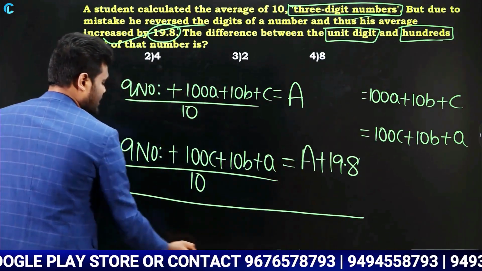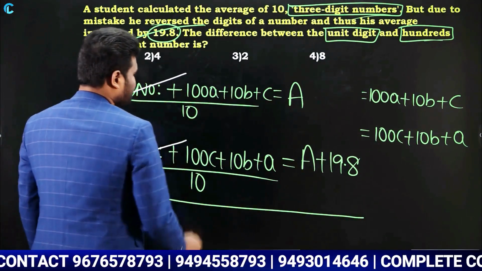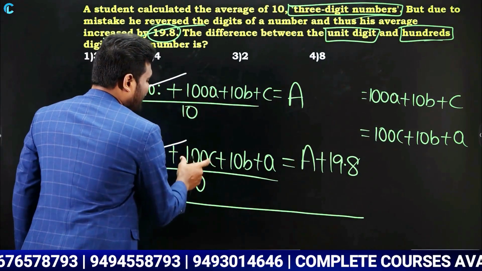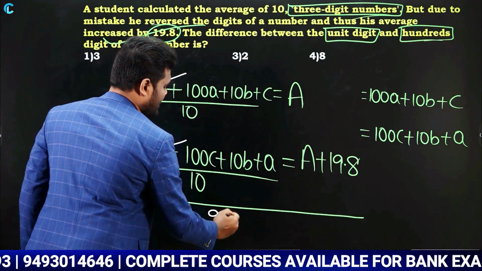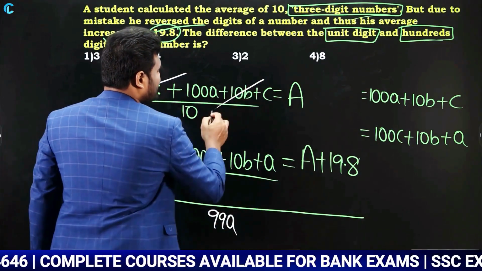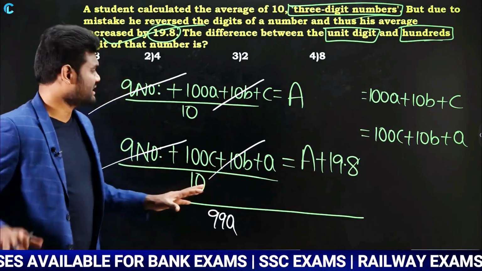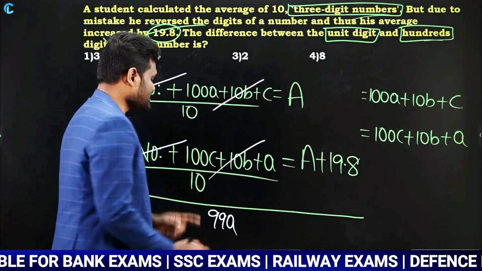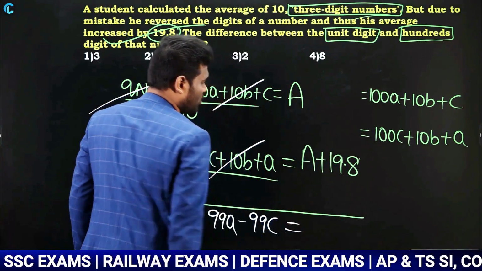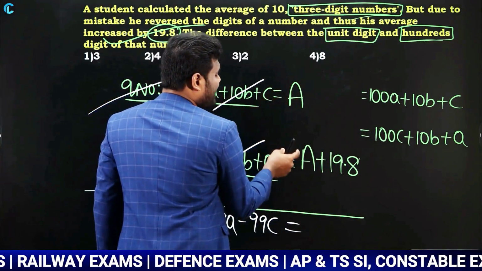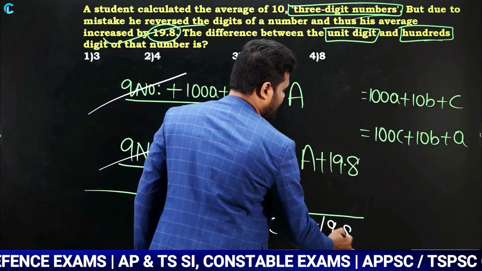So if you take the difference, what is going to happen here? The 9 numbers get cancelled. Now 100A minus A is nothing but 99A. Similarly, plus 10B minus 10B gets cancelled. Now C minus 100C is nothing but minus 99C, which is equal to how much? A minus (A plus 19.8), which is nothing but minus 19.8.